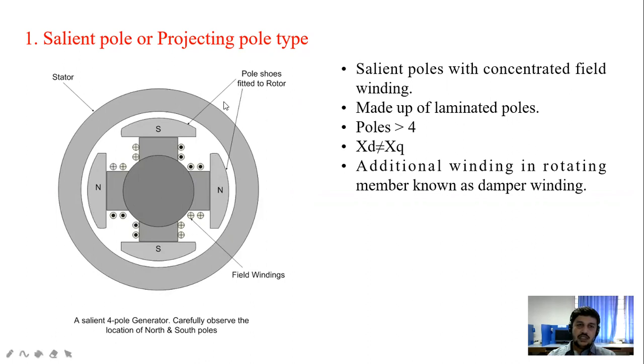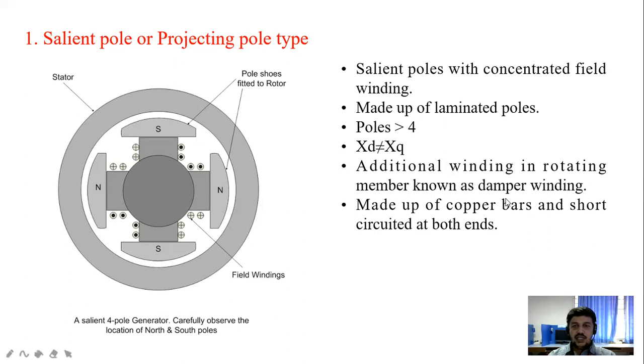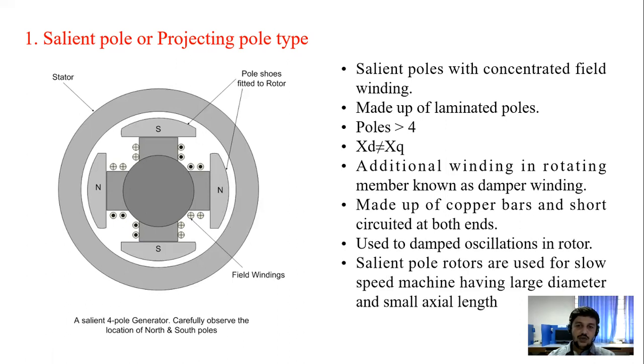Along with this field winding, there is an additional winding present on the rotor, housed or embedded in these rotor poles, which is the damper winding. As I have already explained, the damper winding is made up of copper bars short circuited at both ends, and it is used to damp out rotor oscillations and to start the synchronous motor. Now, as the number of poles is more than 4, salient pole rotors are generally used for slow speed machines which have a large diameter and smaller axial length, because the number of poles is more.